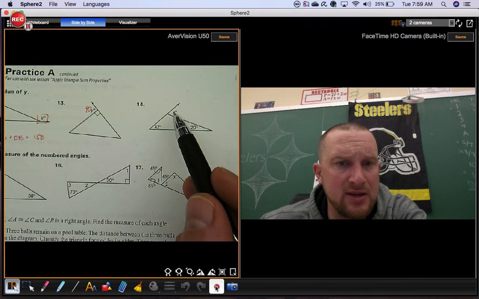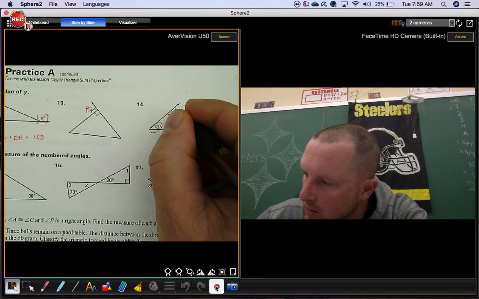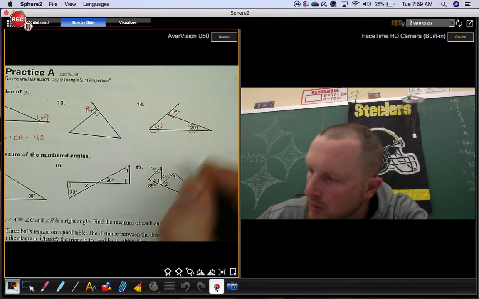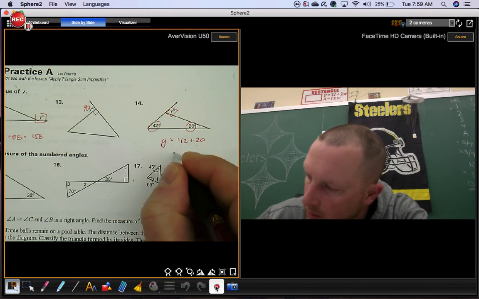This one you can. That's an exterior angle. These are the remote interior angles. So y would be the same thing as 42 plus 20.